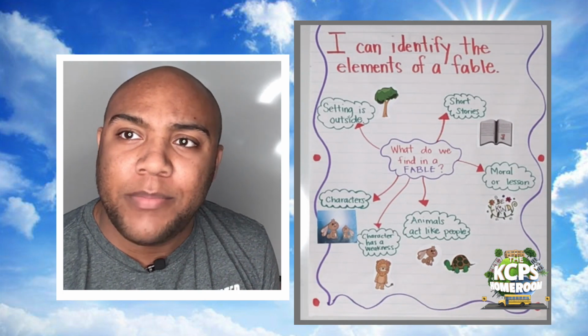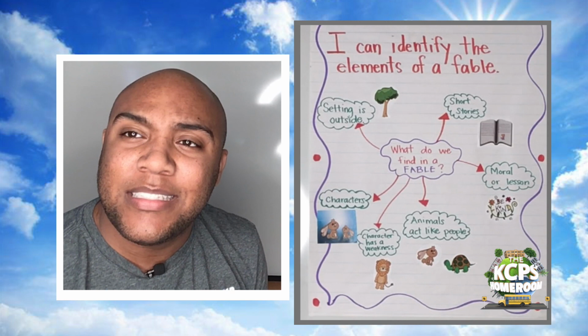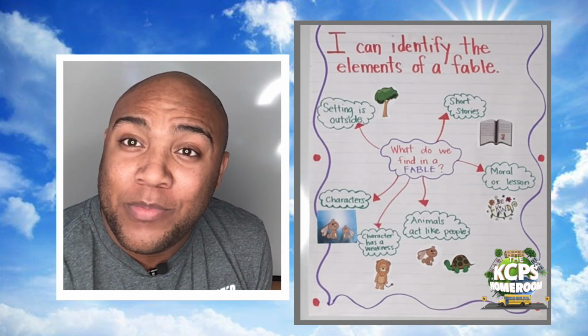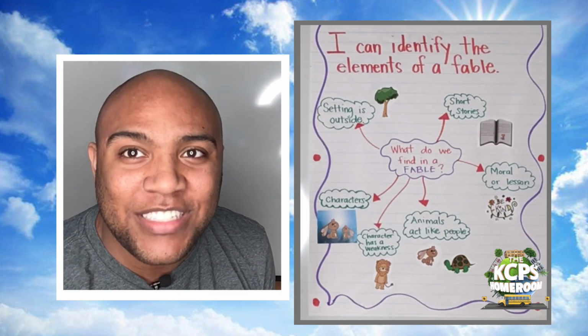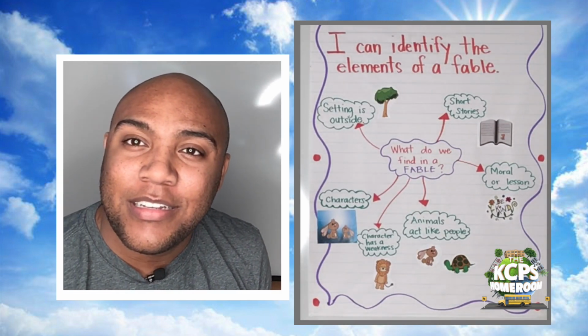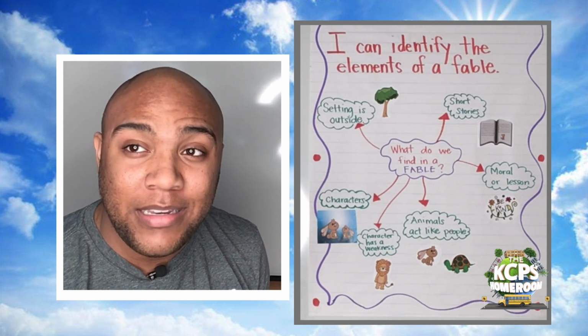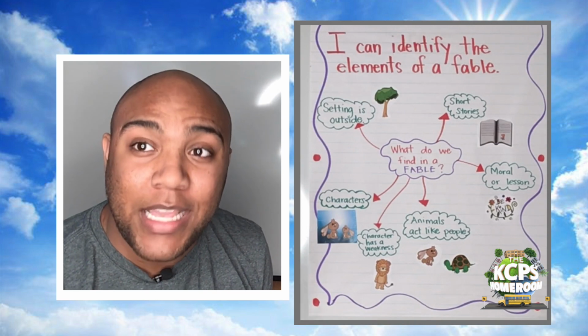Let's talk about some of the elements of this fable. The setting. In this case, the setting is in someone's home. Is that what you thought? That was the same thing I thought too. Who are the characters? Did you say an old man and 3 sons? That was the same thing I said.